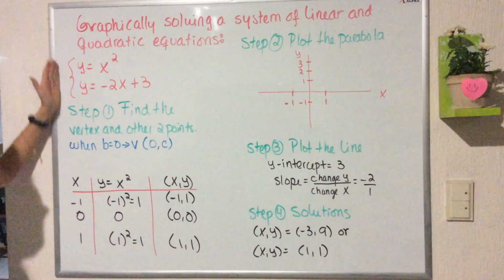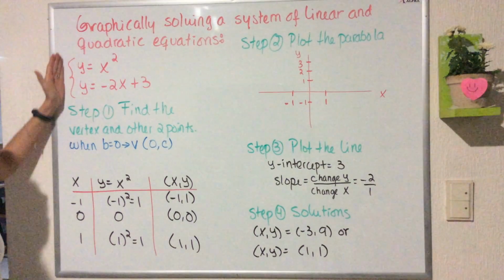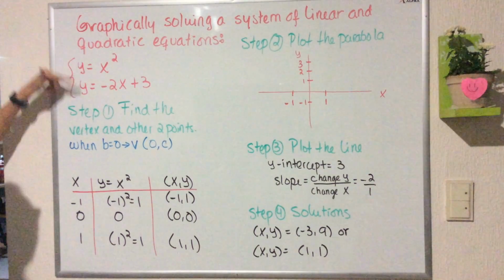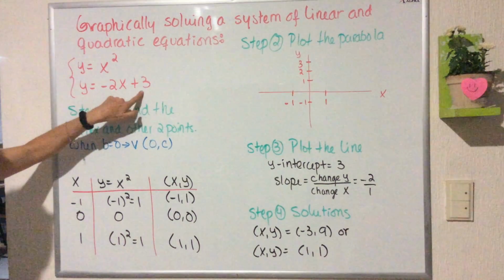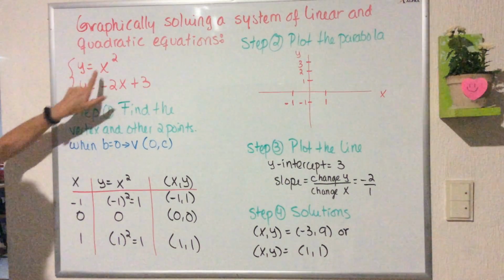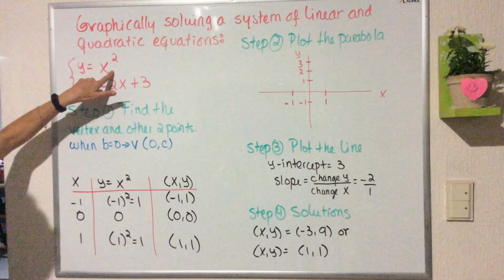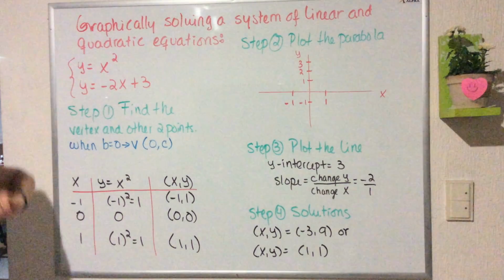And they are giving us two equations. This is a system of linear and quadratic equations. This is the linear, as you can see. The power of the variables here is 1. And the quadratic is this one because x is being raised to the second power.